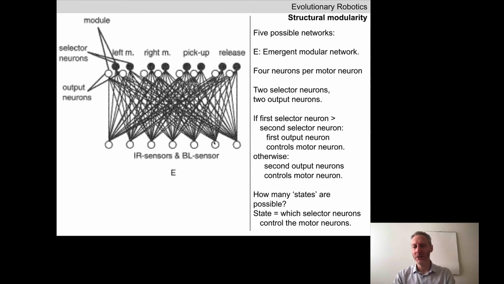What are we altering, or what is evolution altering, when we're altering the weights of the synapses that go from the sensor neurons to the selector neurons? We may be indirectly influencing the robot's behavior, but what are we changing, or what is evolution changing? If you want to unmute yourself and offer an opinion, that's fine too.